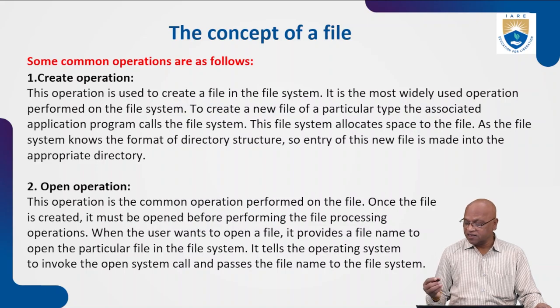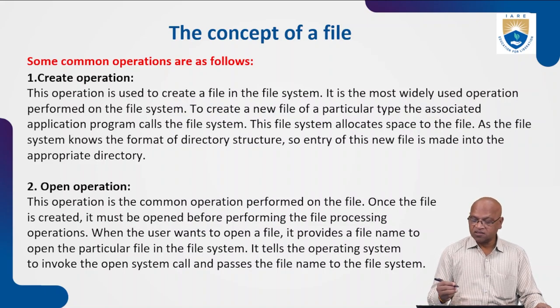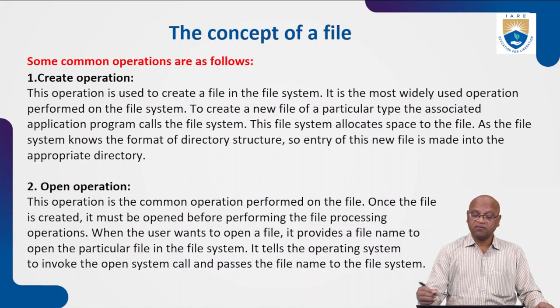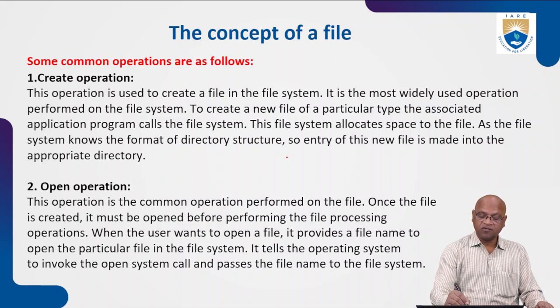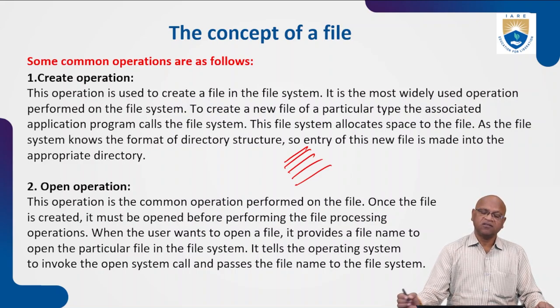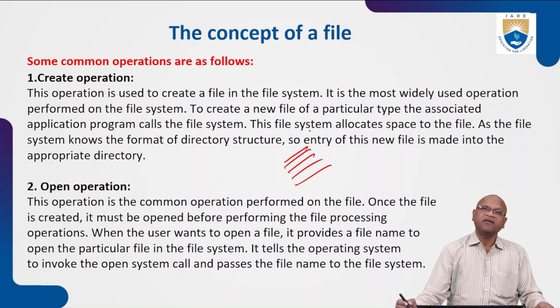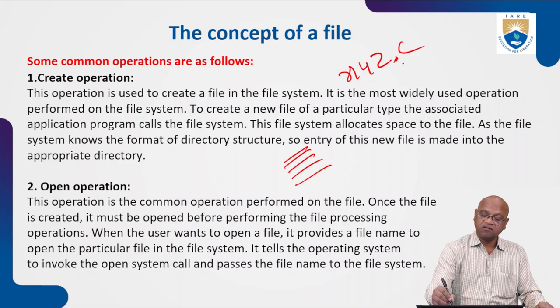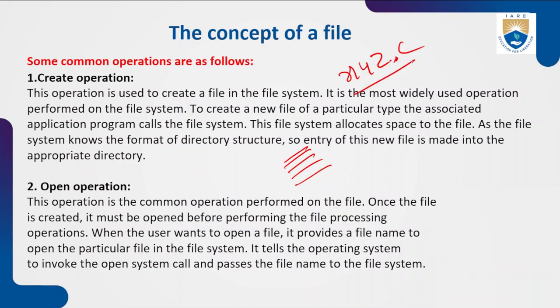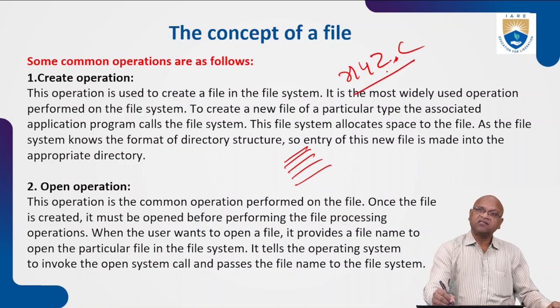File creation we discussed in the previous class. Whenever we want to save any file, whatever program you write or any document you want to write, the user simply clicks on the save button. Once the save button is clicked, it automatically asks for the file name, something like xyz.c. One thing we should know: xyz is the file name.